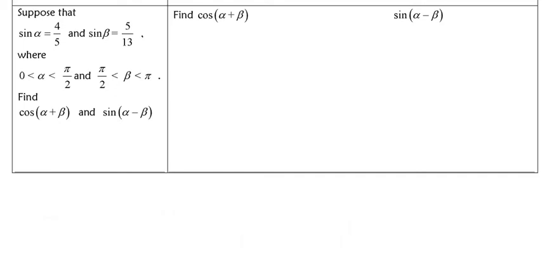Now we're told that the sine of alpha is 4/5, and the sine of beta is 5/13. Alpha, we're told, is between 0 and pi over 2, and beta is between pi over 2 and pi. So alpha is in the first quadrant and beta is in the second quadrant. So let's draw a quick sketch here. And we'll do alpha in blue and beta in red.